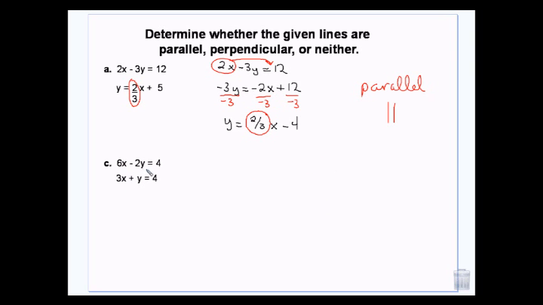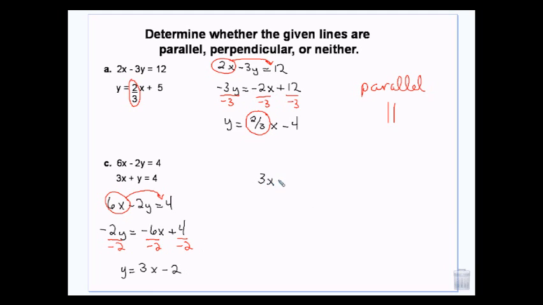Now on this example, I do have to put them both into y equals mx plus b first. Okay, so I'm going to take the 6x and move it over here. So it becomes negative because it was positive. I'm going to divide everything by -2. And I get y is equal to, I have -6 divided by -2, so that gives me +3. So that's my first one.